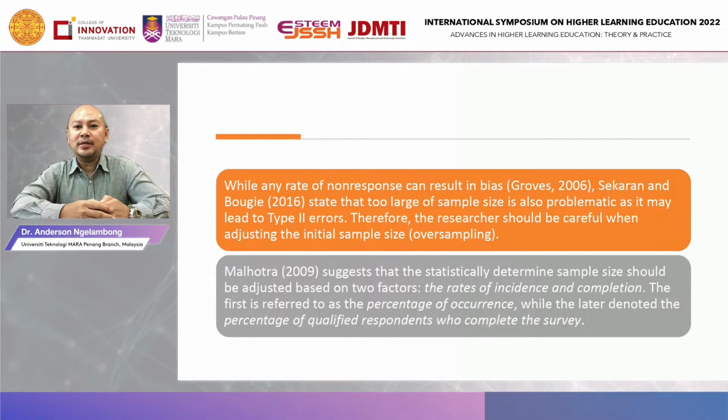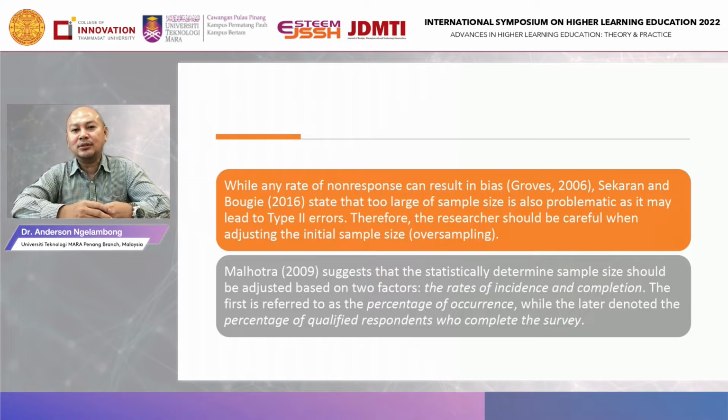While a low response rate can result in bias, Zakaria and Mugi 2016 state that too large a sample size is also problematic, because this will lead to type 2 errors. What are type 2 errors? It means that if you run the test, it's significant, but actually it's not, because if your sample size is too large, everything will be significant, as the software will detect it. So the sample size will influence whether it's significant or not. Therefore the researcher should be careful when adjusting the initial sample size.